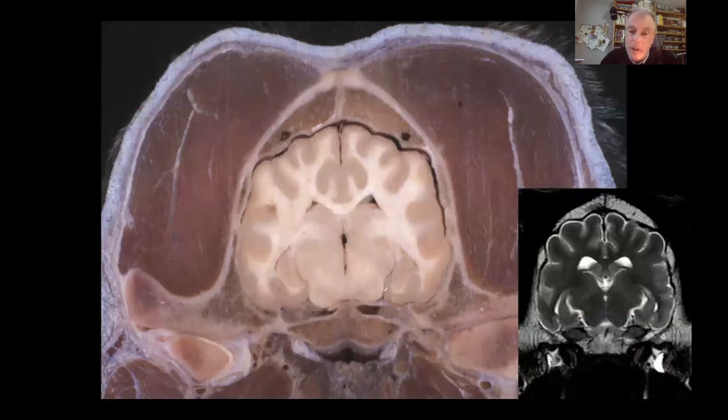Again, very similar images. So we are at the level of the metathalamus. We have here the lateral geniculate body. The lateral geniculate body is this structure here. The medial geniculate body right here. This is the medial geniculate body. Okay, the medial one right here. Okay, the hippocampus, you see it here. And again, it's the same.